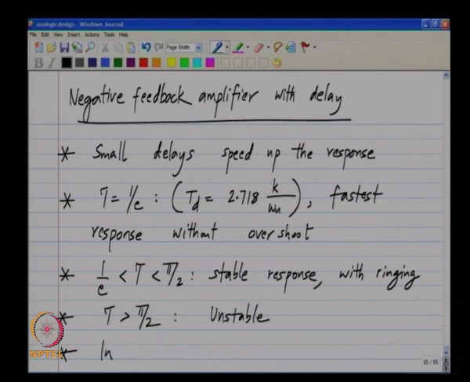And in practice, you would limit tau to about 0.5 or less, so that even if there is a ringing, it is very small in magnitude and it dies out very quickly. So, that is a summary of what happens to a negative feedback amplifier in presence of delay.